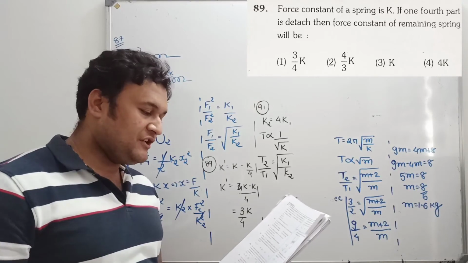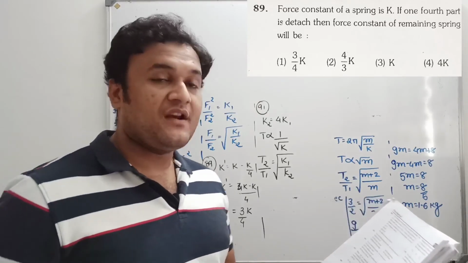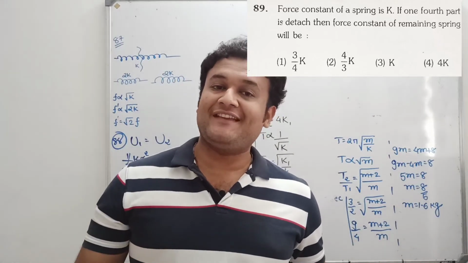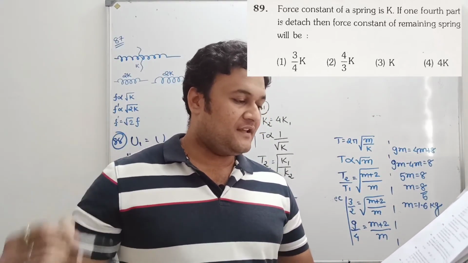ચલો ત્યાર પછી 92 તો ફાવે જ તે. બંને સ્પ્રિંગ છે એ પેરેલલ કનેક્શનમાં છે. પેરેલલ કનેક્શનમાં હોય તો 2k plus k એટલે 3k, તો T is equal to 2 pi under root m upon 3k.